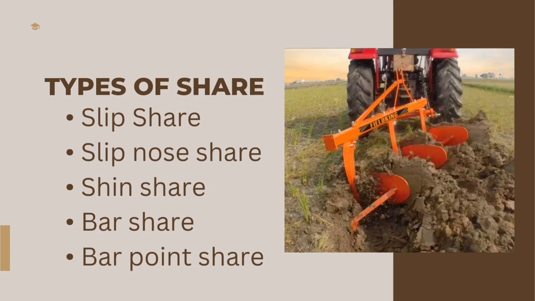Bar share. It is provided with an extension on its gunnel side which acts as the landside of the plow bottom. It does not offer any advantage over the other types. Bar point share. It is a share in which the point of the share is provided by an adjustable and replaceable bar. This bar serves the purpose of the point of the share and the landside of the plow.